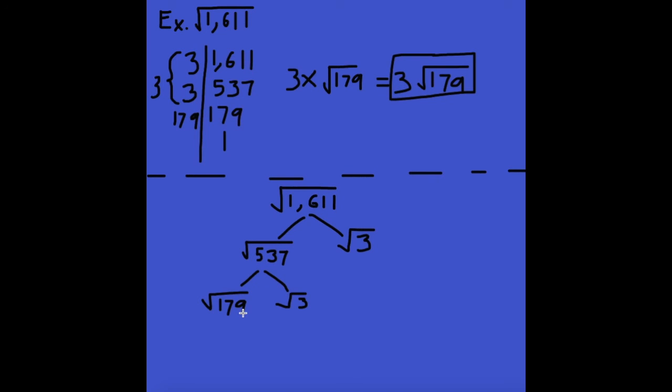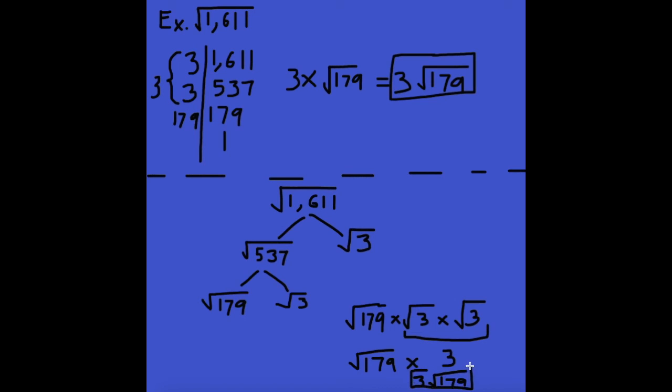When looking at the lower branches, we get square root of 179 times square root of 3 times square root of 3. Square root of 3 multiplied by the square root of 3 equals 3, and 3 multiplied by the square root of 179 is 3 radical 179, which is our answer.